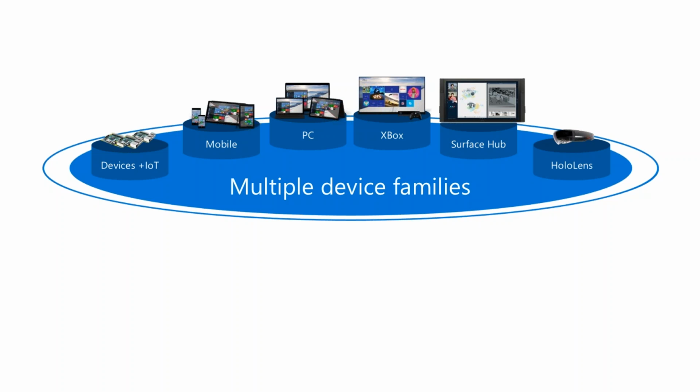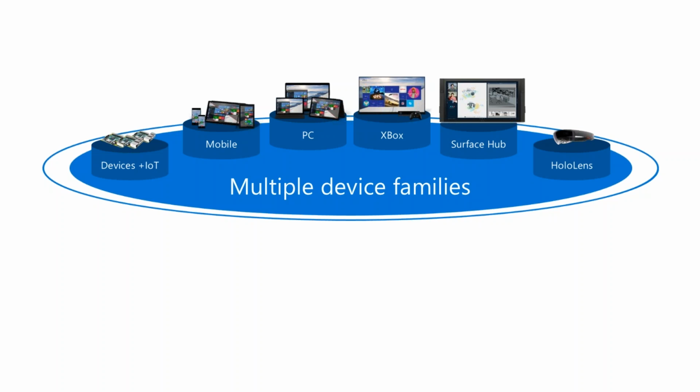Of course Xbox is going to be its own, an Xbox One, and of course you have the holographic headsets coming up, right, Surface Hub. So now this is what you're going to be writing against. You're not writing against a phone or a desktop, rather you're writing against: am I running on mobile? Am I running on a PC family? Am I running on an Xbox family? Am I running on a Surface Hub? Am I running on a HoloLens?